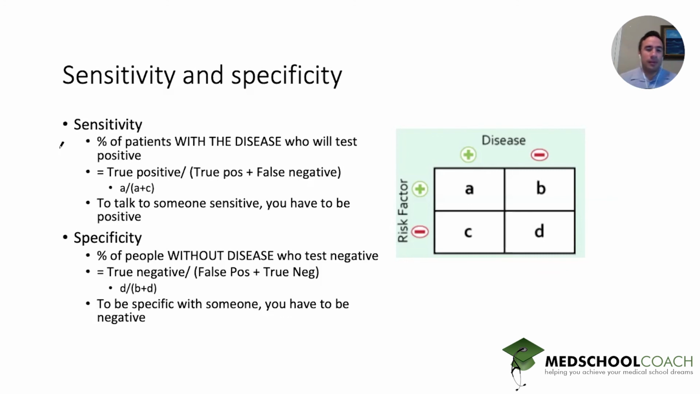Now, the opposite is true for specificity: the percentage of people without the disease who will test negative. A highly specific test for lupus is anti-Smith or anti-double-stranded DNA. So if a patient does not have lupus, it's highly likely that they will test negative for anti-double-stranded DNA or anti-Smith antibody.